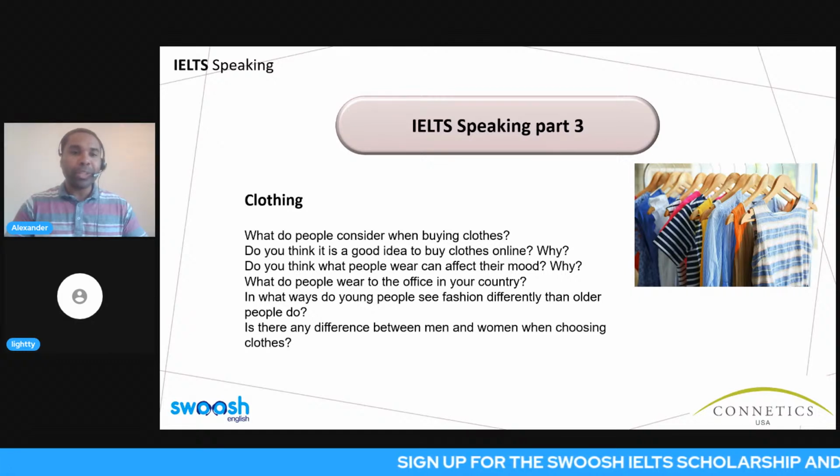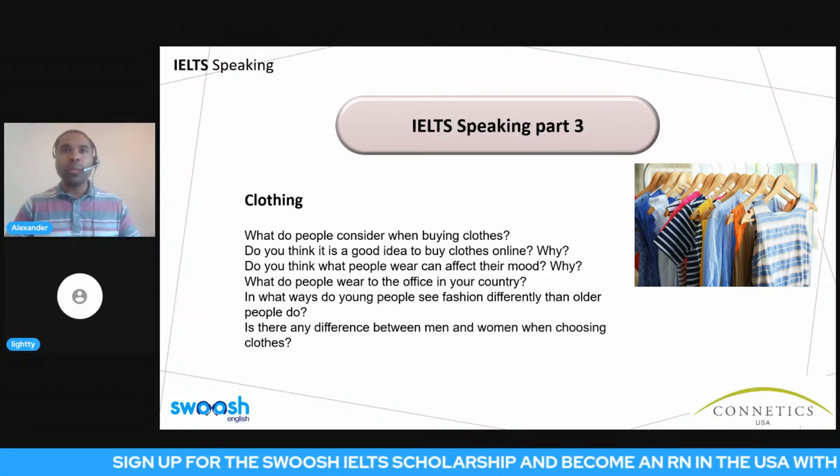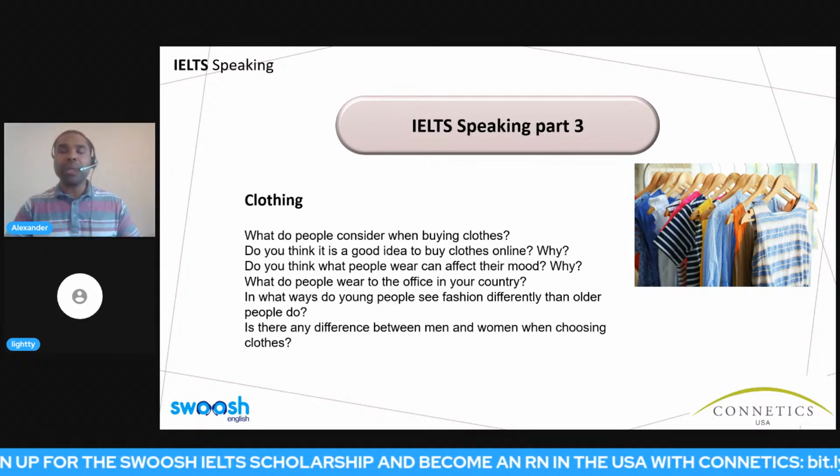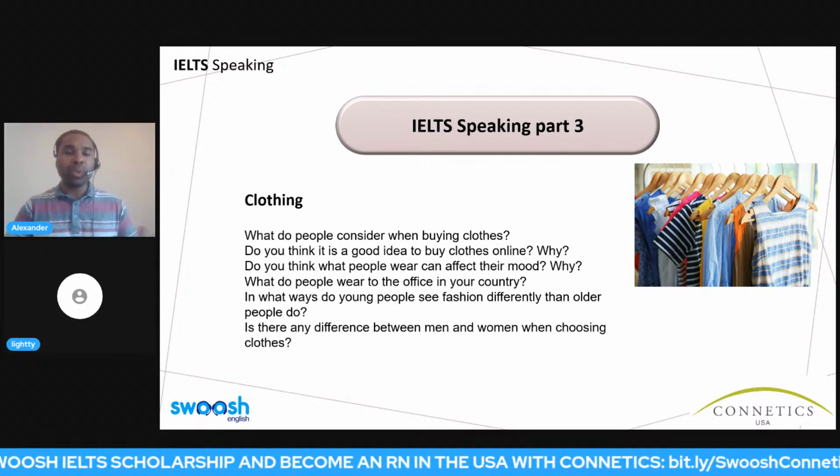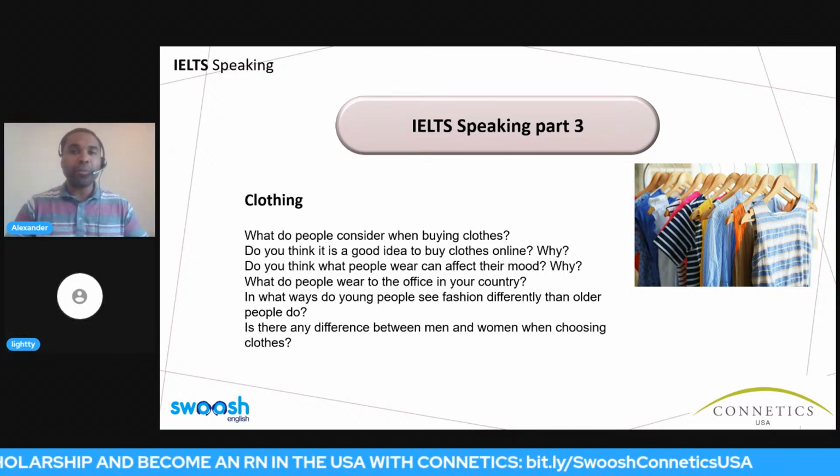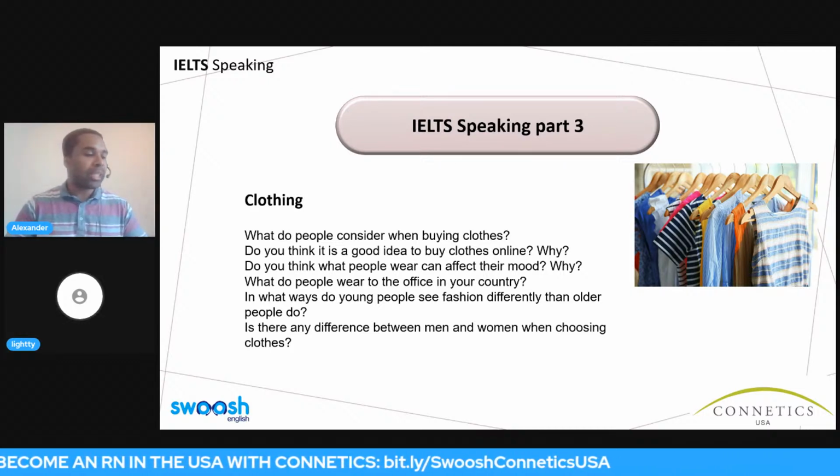So, when you're talking about differences between men and women, you said before there were differences, now there are fewer differences. Maybe an example in terms of how we've become more similar. That might be useful just to expand on your points a little bit more because it shows more fluency.